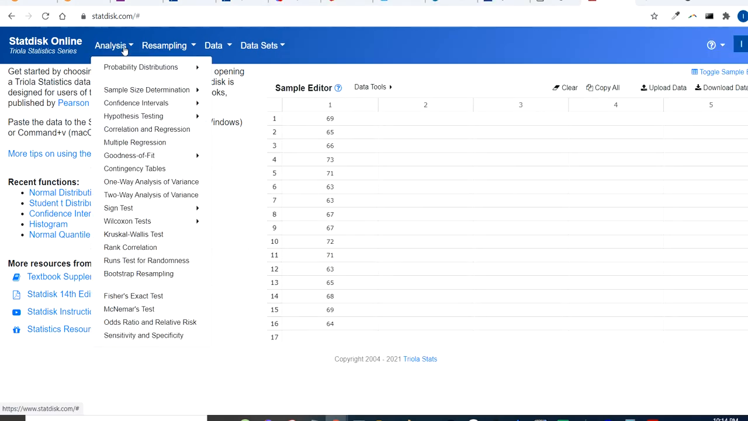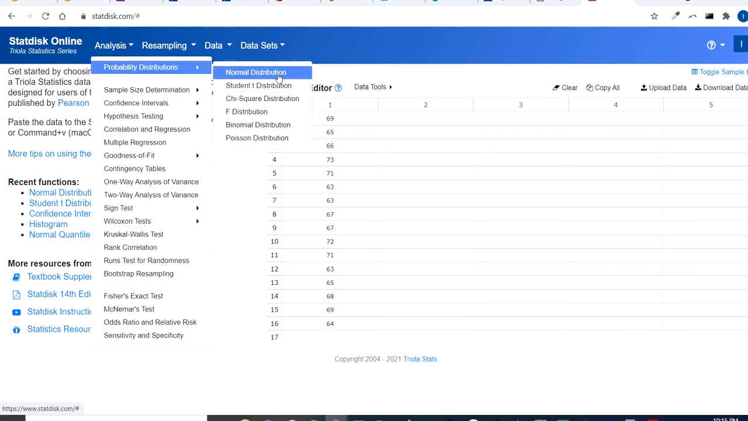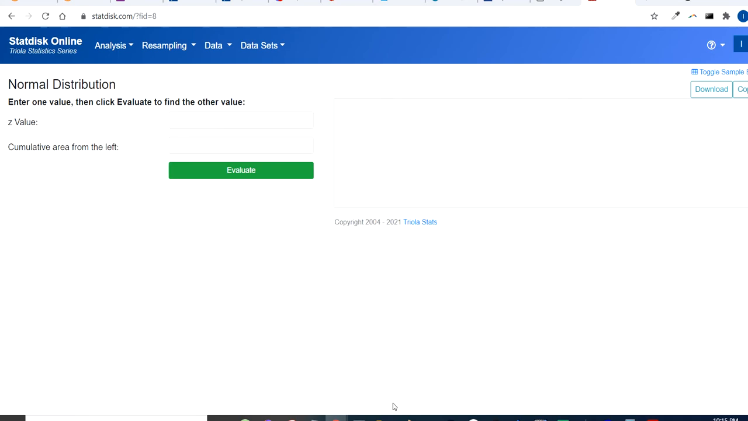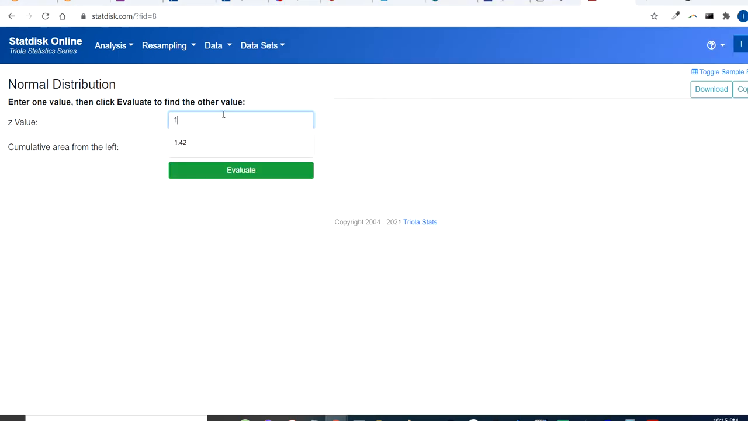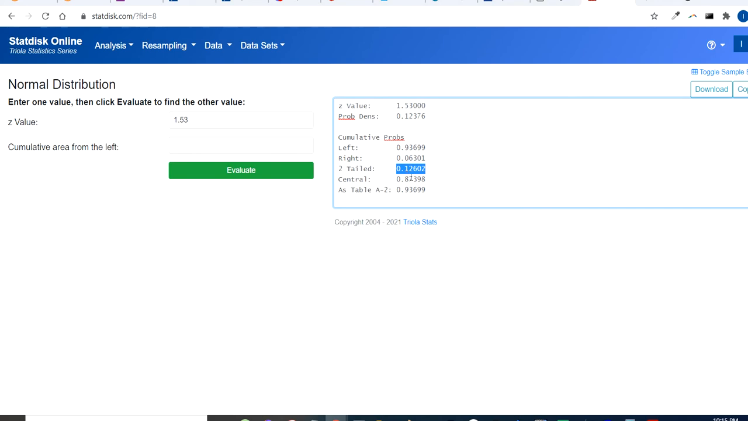So if you go to statdisk.com, click Analysis, Probability Distributions, it's a z-score. So we're looking at a normal distribution. And our z-score for this problem is 1.53. So let's click Evaluate. And there's our two-tailed probability. This is the area in the tails, 0.12602.